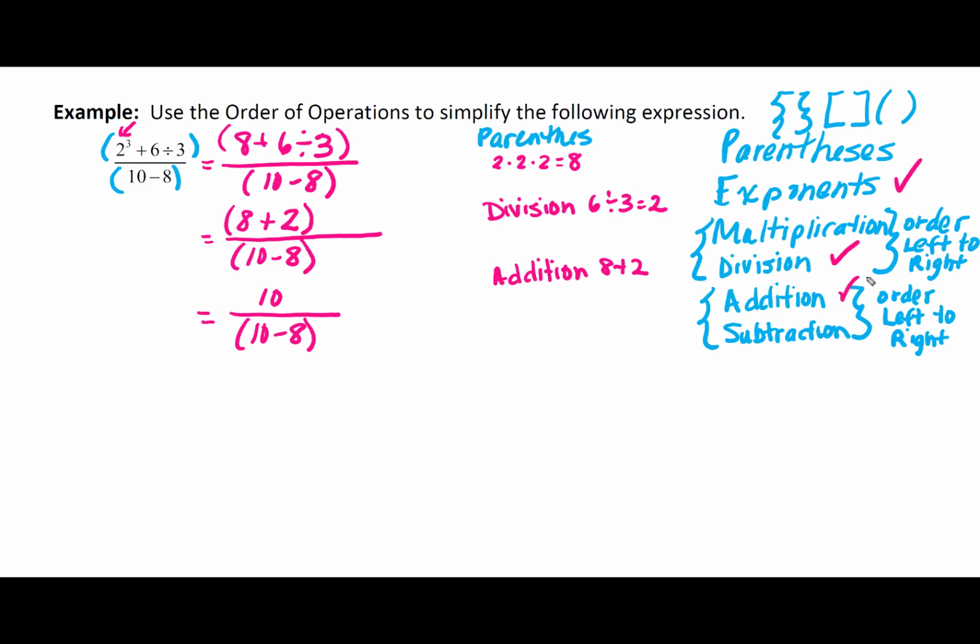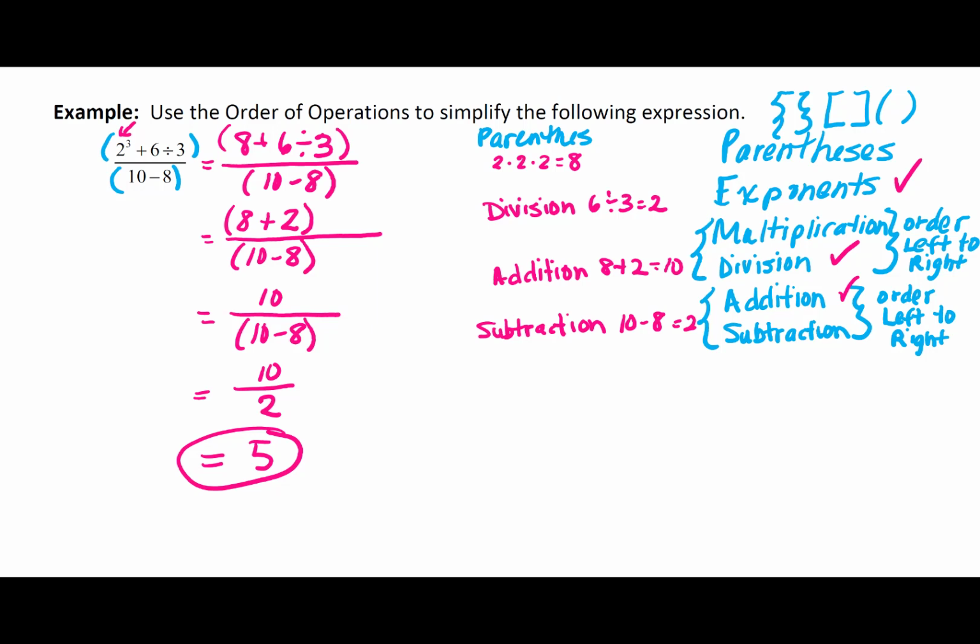So we've done addition. Next is subtraction. So we do the subtraction, and again, these are pretty simple numbers. 10 minus 8 is going to be 2. So we rewrite the numerator as 10, and the denominator answer is 2. And then finally, after we removed all the parentheses, we can simply take the 10 divided by 2, which is simply 5. So 5 is our final answer.